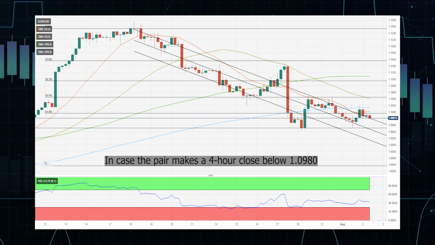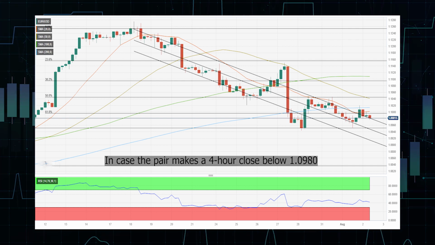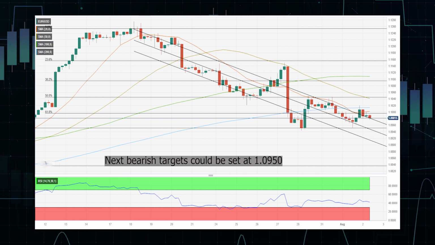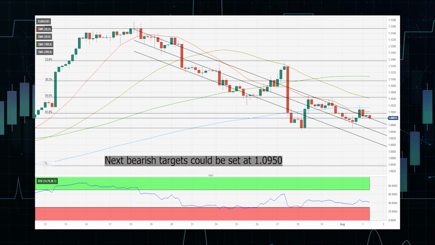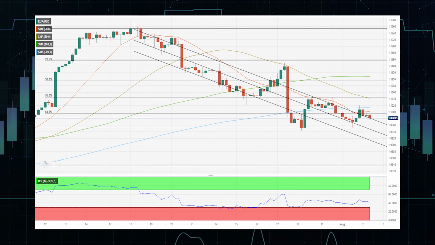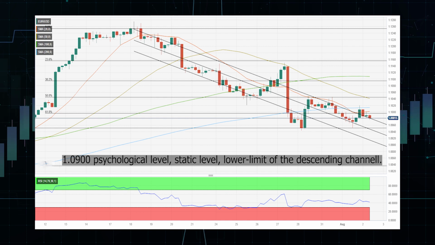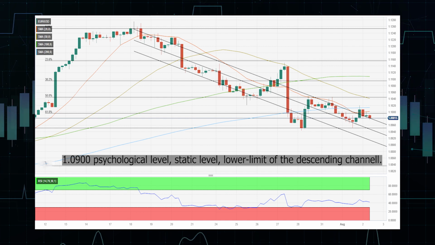In case the pair makes a 4-hour close below 1.0980, the upper limit of the descending regression channel, next bearish targets could be set at 1.0950 static level, midpoint of the descending channel, and 1.0900 psychological level, static level, lower limit of the descending channel.